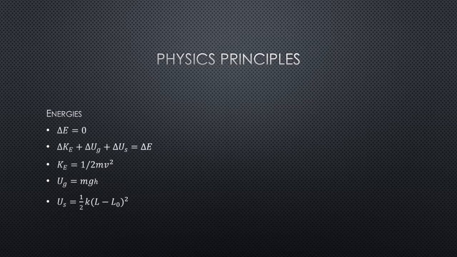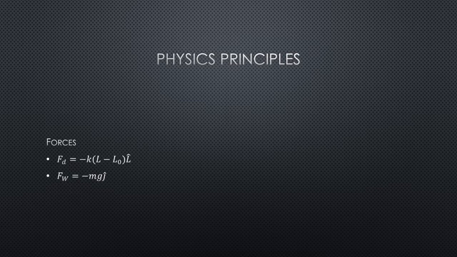In this lab, there are a lot of different energy principles, so we know delta E is equal to 0, and the total is the kinetic energy plus the potential energy of gravity plus the potential energy of the spring, which is equal to delta E. We know the kinetic energy is equal to 1/2 mv squared. The potential energy of gravity is equal to mgh. The spring potential energy is 1/2 kx squared, where x is L minus L0. Lastly, the spring force is negative k times L minus L0 times L hat, and the weight force is negative mg j hat.